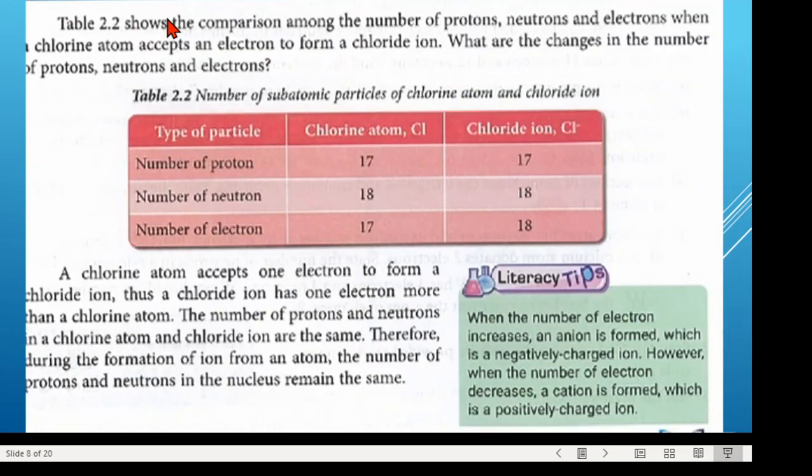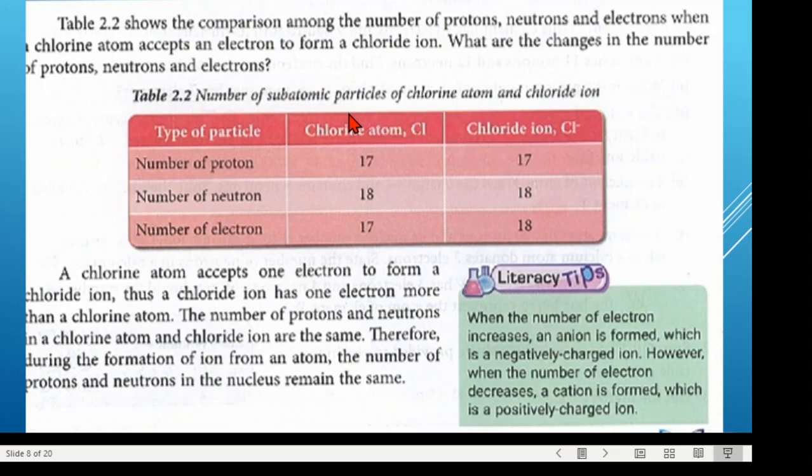Okay, table 2.2 shows the comparison among the number of proton, neutron and electron when chlorine atom accepts an electron to form a chloride ion. It means from atom become ion. What are the changes in the number of proton, neutron and electron? Okay, see, types of particles, here are number of proton, number of neutron, number of electron. Chlorine atom. This is chlorine atom. Okay, chlorine atom, Cl.